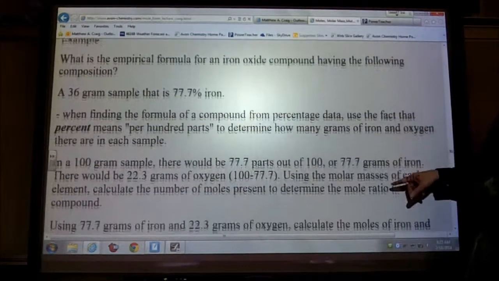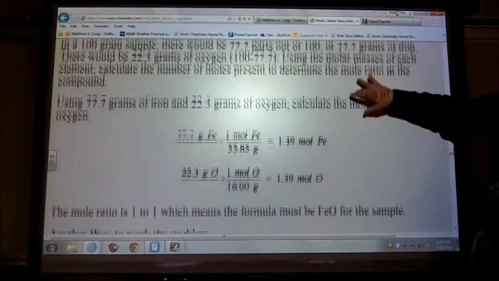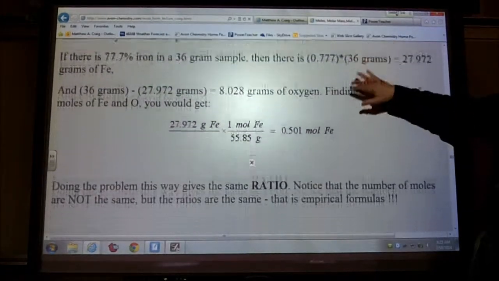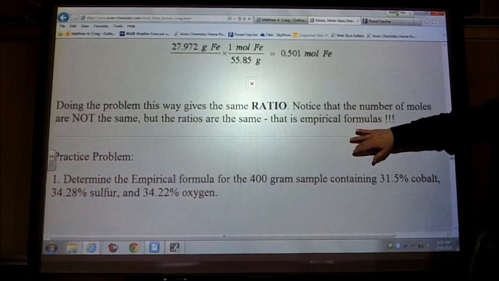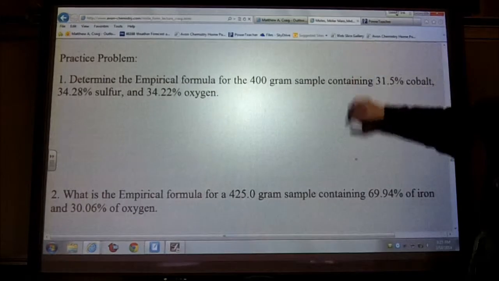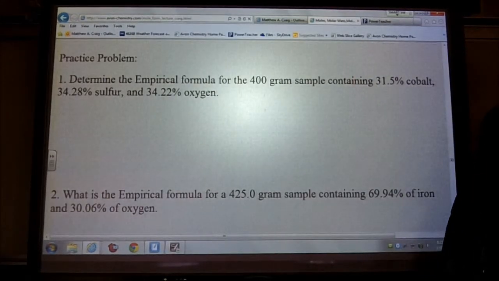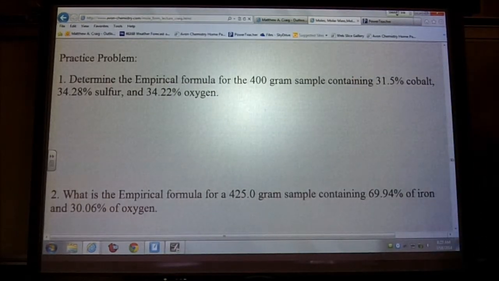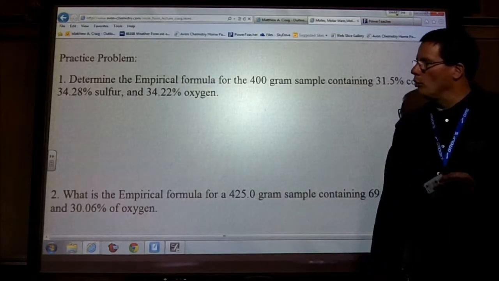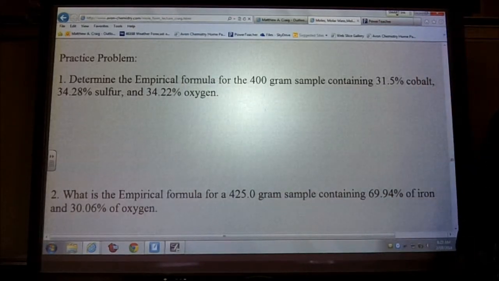So let's see here. I think this is an example showing how to do empirical formulas. So let's look at the first practice problem, which says determine the empirical formula for a 400 gram sample containing 31.5% cobalt, 34.28% sulfur, and 34.22% oxygen.